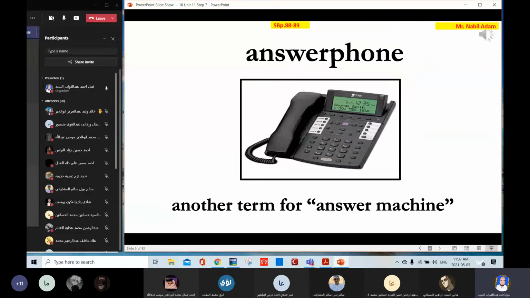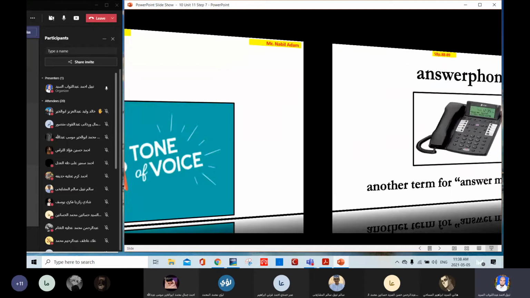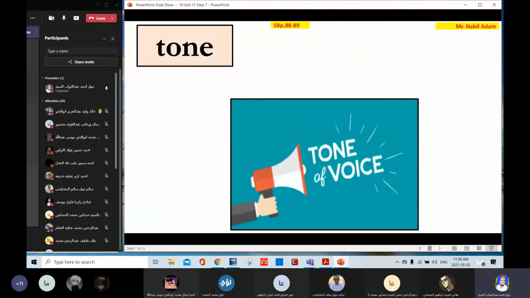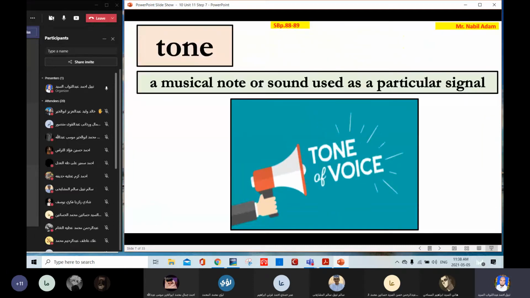Answer phone means answer machine. It's a telephone or household telephone that can receive messages or record messages. Answer phone or answer machine. Tone, a musical note or sound used as a particular signal. So you can adjust the tone of your mobile phone. Tone. A musical note.